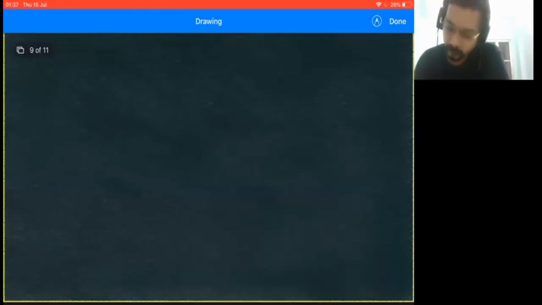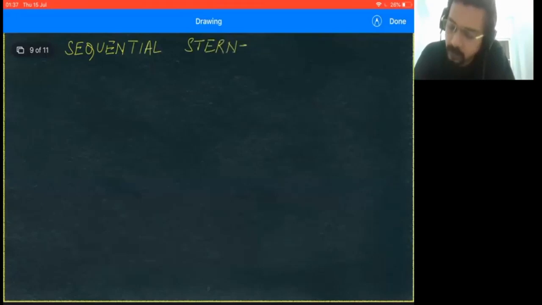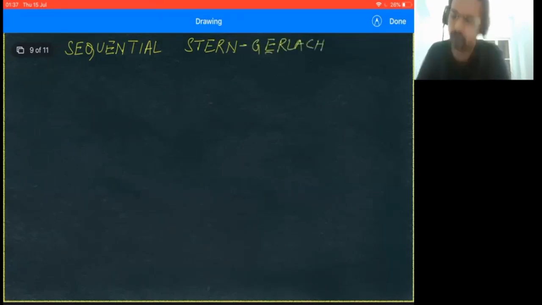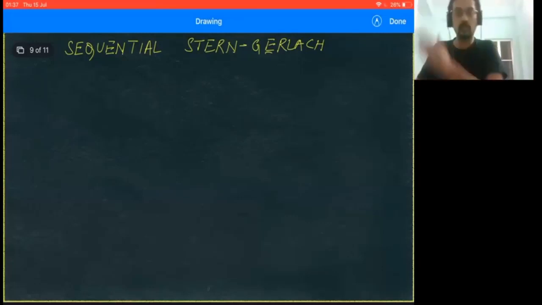So now we are looking at sequential Stern-Gerlach. The name might sound fancy, but essentially what we are doing is placing Stern-Gerlach apparatuses, which split your beam generically into two components, through a sequence of such Stern-Gerlach apparatuses.